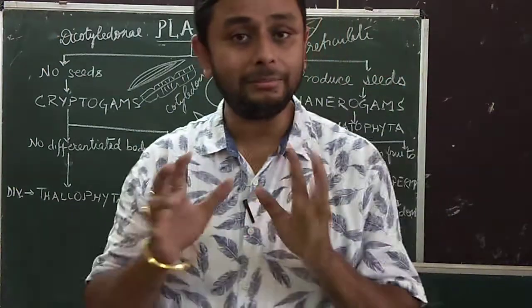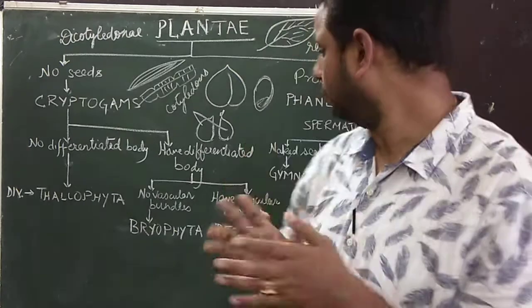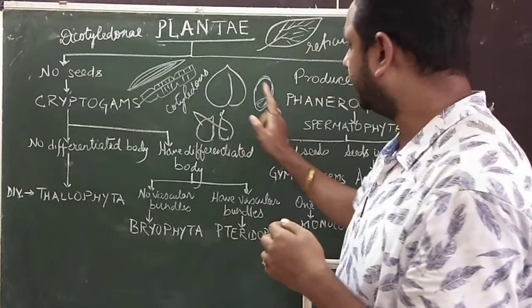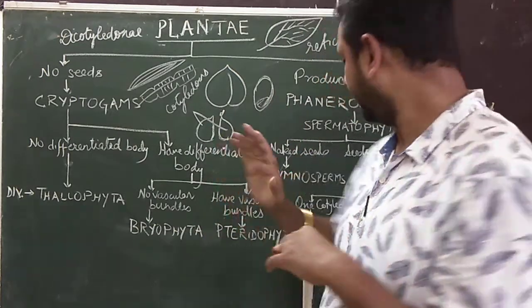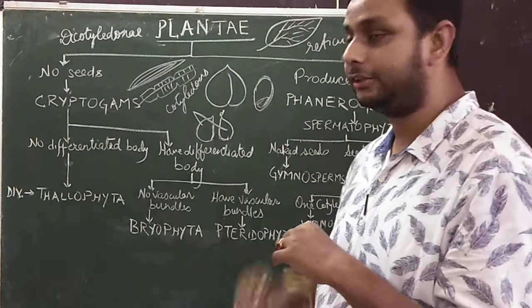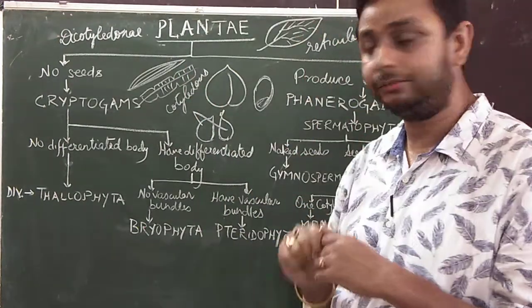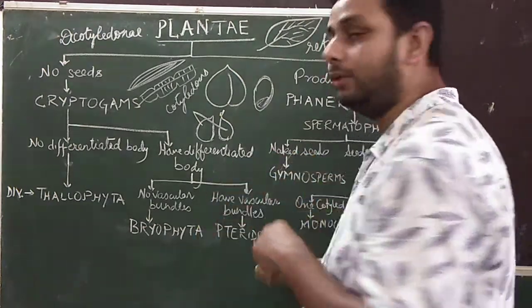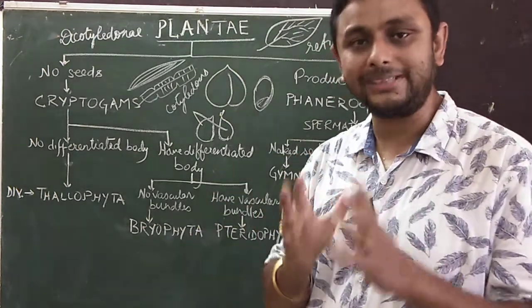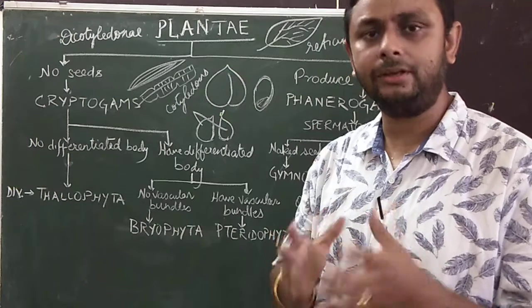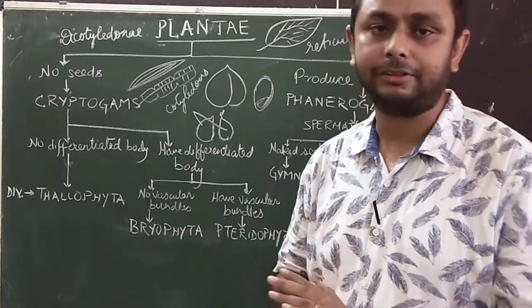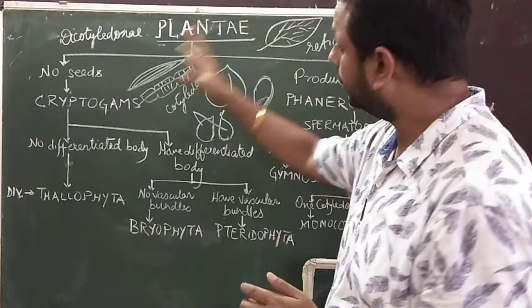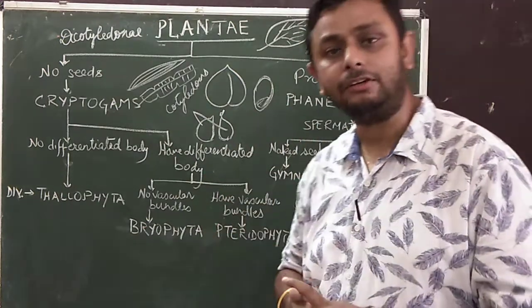So these are the three basic differences. In monocot you have a single cotyledon, in dicot you have two cotyledons. In monocot you have parallel venation, in dicot you have reticulate venation. In monocot you have a fibrous root system, in dicot you have a taproot system. These are the basic differences. There are more differences, but for identification these are more than enough. So overall, this is the classification of the plant kingdom.